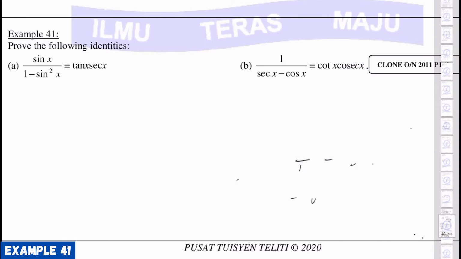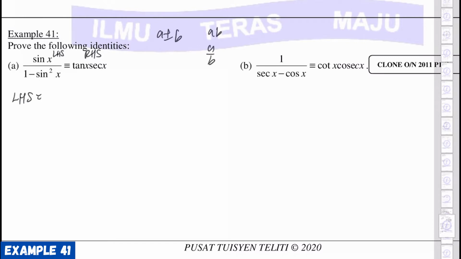In example 41, when it comes to proving, this is the formula that you need to know, but there's a guideline to decide what to do when it comes to proving. Number one, we always start with one side, the left or right hand side. The left hand side is called the LHS, the short form, and the right hand side is RHS. So we always start from one side and move towards the other, and we always start with the side with more terms. More terms means, like a plus b is considered 2 terms, a times b, a divided by b is considered 1 term.